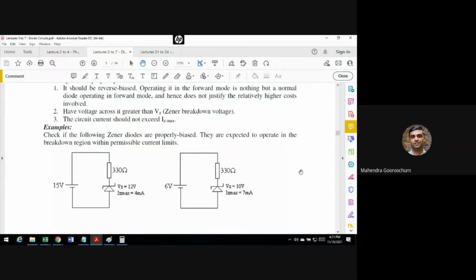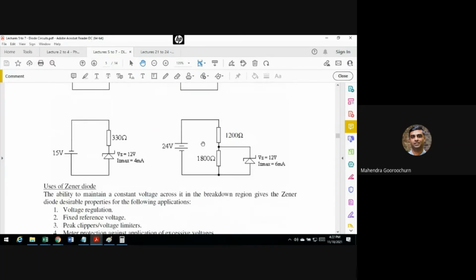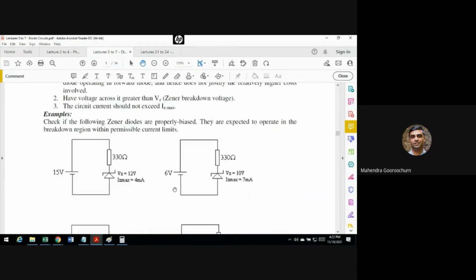Let's do one more, and then I'm going to leave these two for you to try. Yep, let's do this one. So now you have a 6 volt supply connected positive, negative. Your VZ is 10 volts. Your IZ max is 7 milliampere. So first observation about the polarity, yes, it's positive, negative.